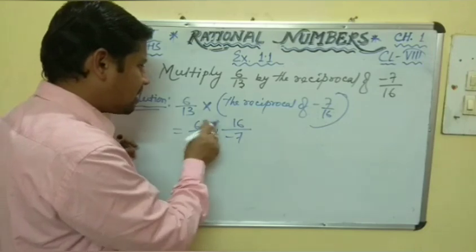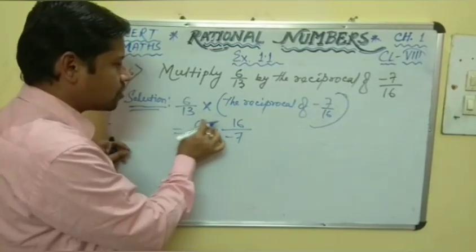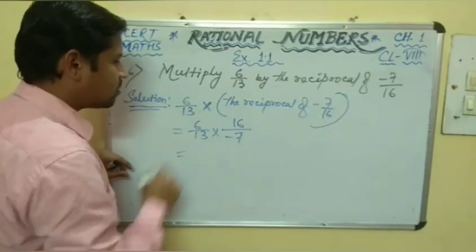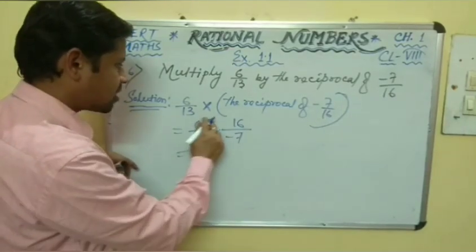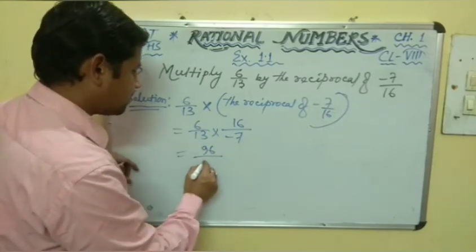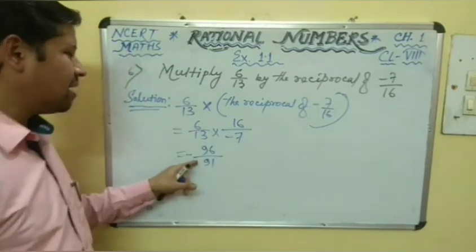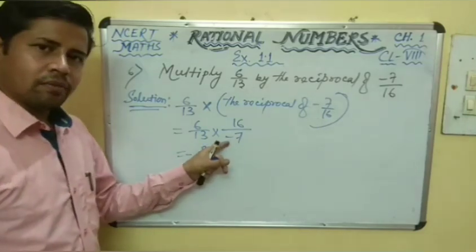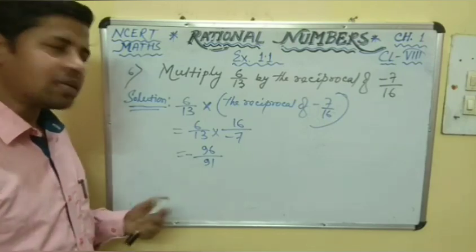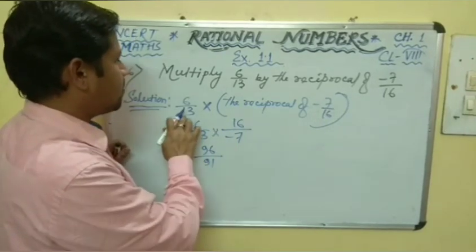Now there is no cancellation here, because there are no like terms to cancel out. So we just multiply 16 into 6, which is 96, and 13 into 7, which is 91, and the minus will be in front of the fraction, or in front of the denominator. You understood this. So I think it is clear that you have to multiply.